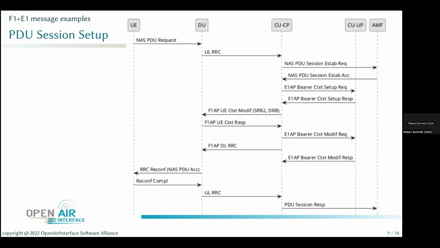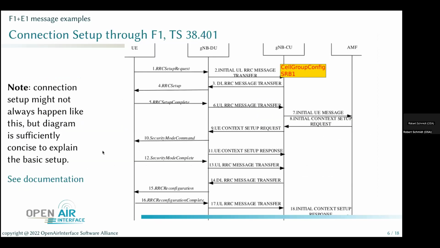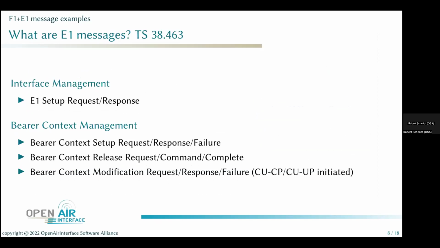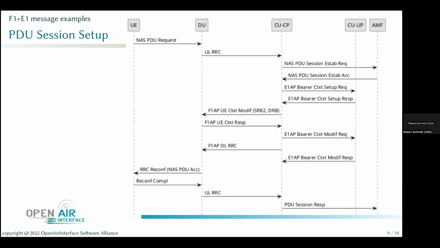But then maybe let's look at a little bit more complicated case where both F1 and E1 interact together to actually set up a PDU session. So let's consider that in the beginning, we didn't have this UE context setup request and the setup response. Basically, the UE connected in the beginning. There was some setup of security and so on. And at the end, there's no PDU session yet, okay? So in this case, there would only be uplink and downlink RRC messages that are exchanged between the DU and the CU and nothing else.